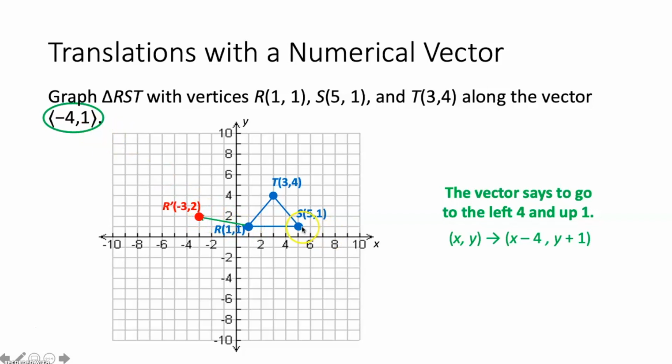Point S, I'm going to move to the left 1, 2, 3, 4 units, up 1 unit. That's where S prime is going to be. Again, this is the image of point S after it's been translated along this given vector. Point T, I move to the left 1, 2, 3, 4 units, up 1 unit. That is where I'm going to put T prime, the image of point T after it's been translated along our given vector. Here is triangle R prime, S prime, T prime, the image of triangle RST after it's been translated along the vector -4, 1.